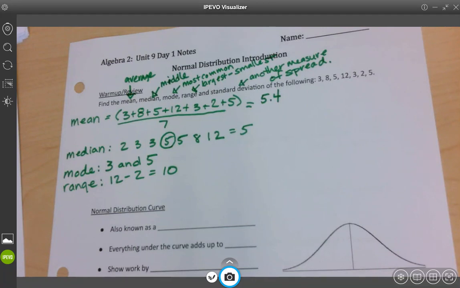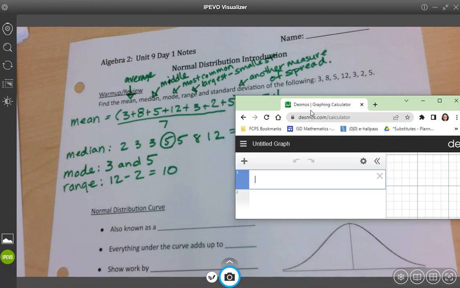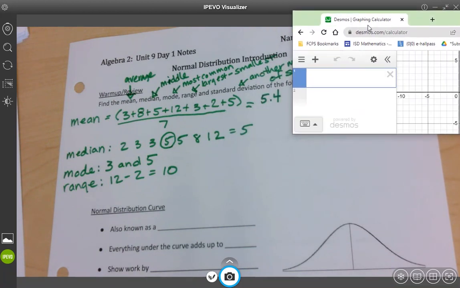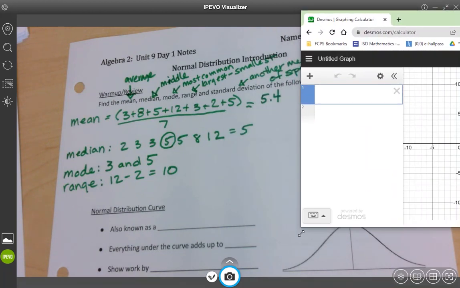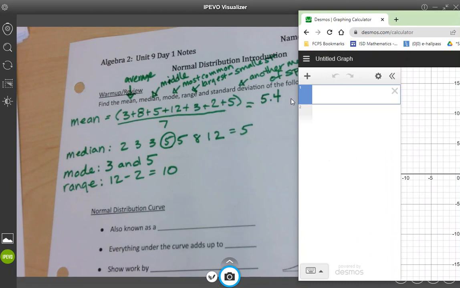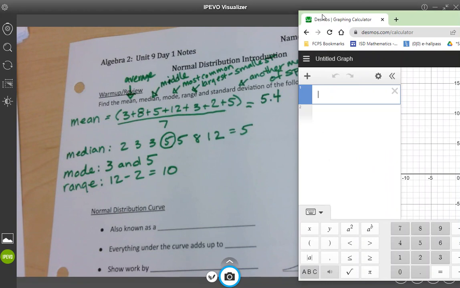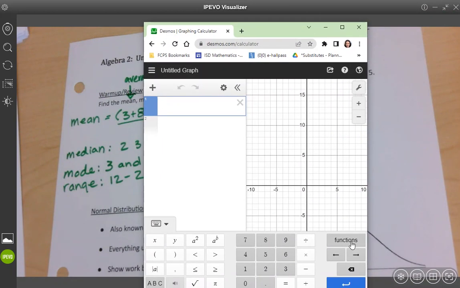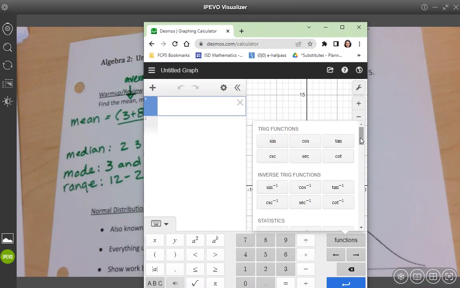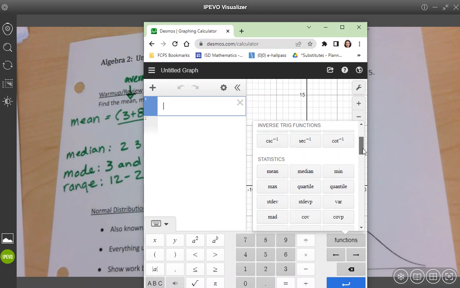There's actually more than one way to do this on Desmos. I'm going to show you the way that I've been doing it with my other class, but then another Algebra 2 teacher showed me a different way, and I don't know which one might be better. You can go into functions to find standard deviation. Here's functions, right? And you should be able to find standard deviation.